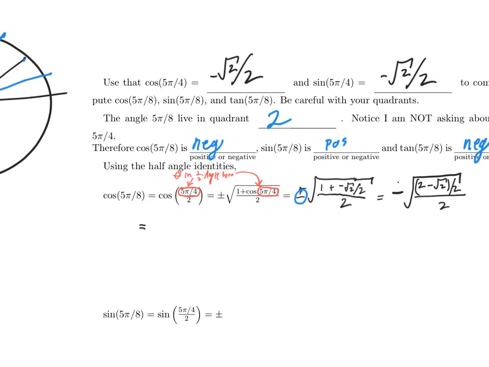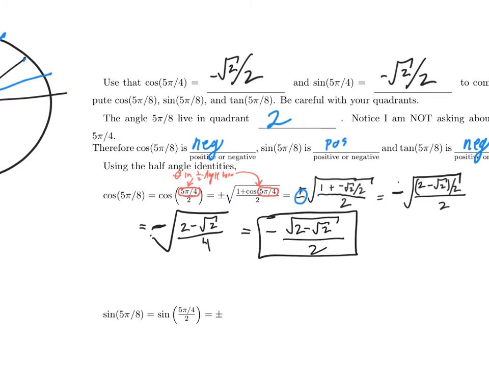This is equal to negative the square root of 2 minus root 2 over 4, right? Over here I see division by 2 and then division by 2 again. That's the same as division by 4. Now I see a perfect square in that denominator, so that's negative square root 2 minus square root 2, all over 2. There is the cosine of 5 pi over 8.